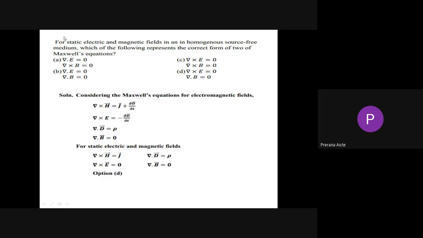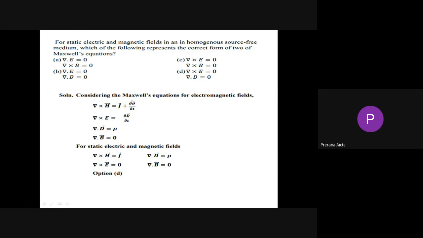Now see all the Maxwell equations: del cross H is equal to J plus dou D by dou T, and del cross E is equal to minus dou D by dou T. Then del dot D is equal to rho, and del dot B is equal to 0, four equations. Now, while applying the static electric and magnetic fields, first, del cross H is equal to J, because dou D by dou T is equal to 0.